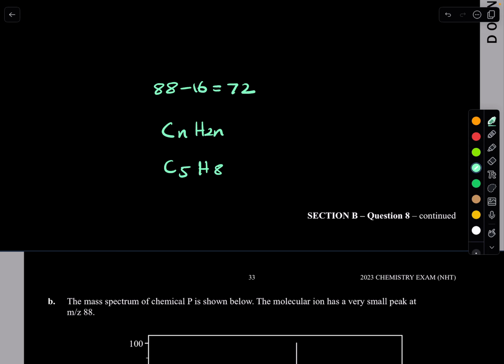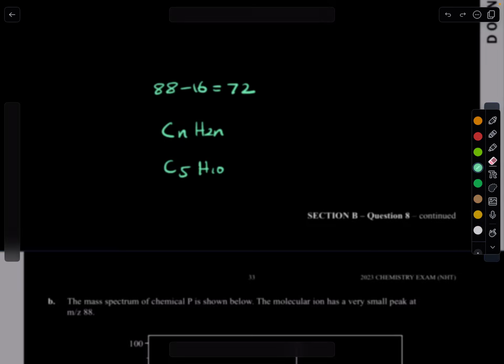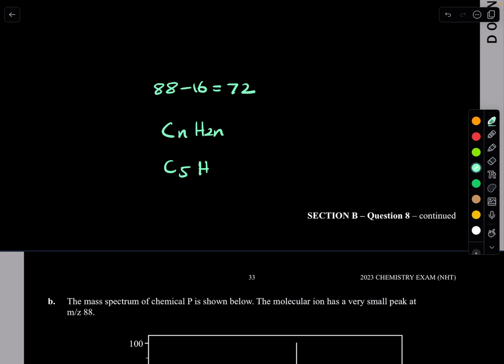So what about if I put a 5 here now? It means this has to be a 10. Let's see if I get close now. 12 times 5 plus 10 is 70, so it's very close. The only difference is that the hydrogens have to be 12 basically. And that is it. Done.